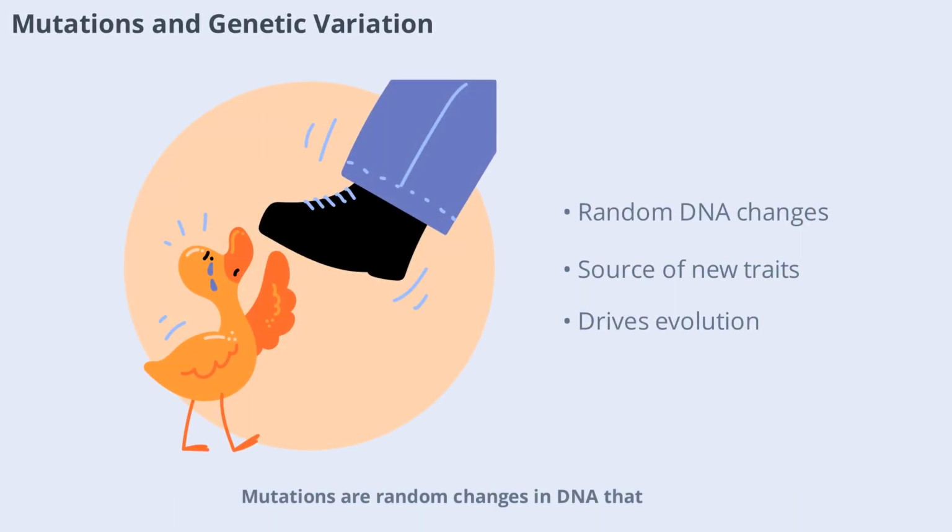Mutations are random changes in DNA that can introduce new traits into a population. Most mutations have little effect, but some can be beneficial or harmful. Beneficial mutations may give an individual an advantage, making it more likely to survive and reproduce. Over time, these new traits can spread through the population. Mutations are a key source of genetic variation, fueling the process of evolution by natural selection.